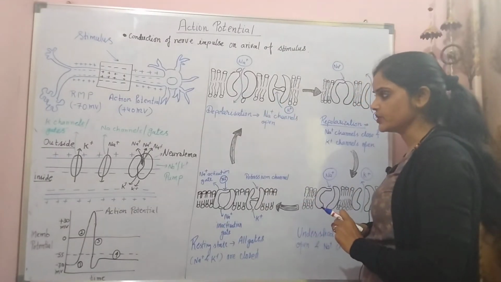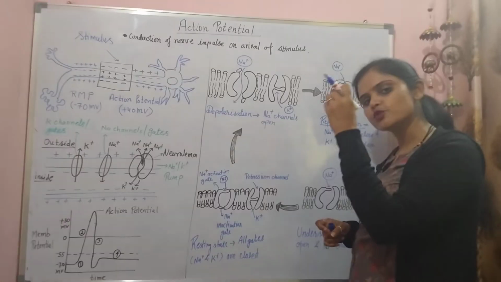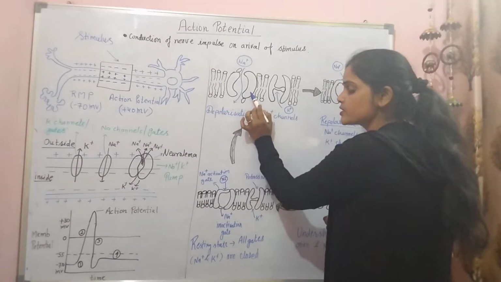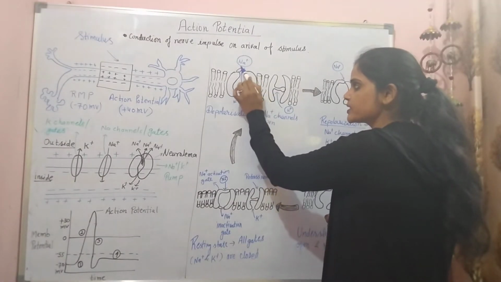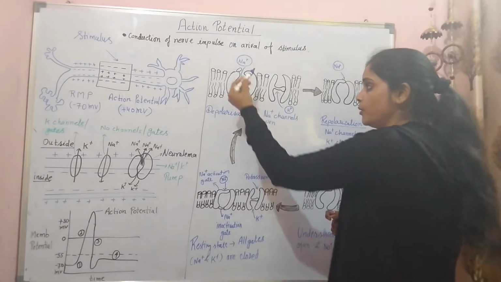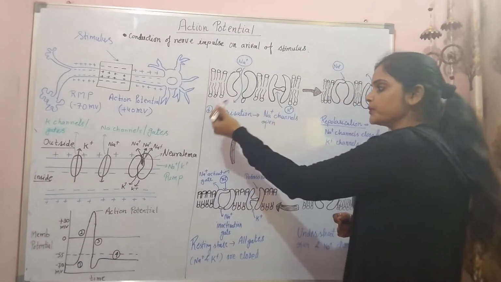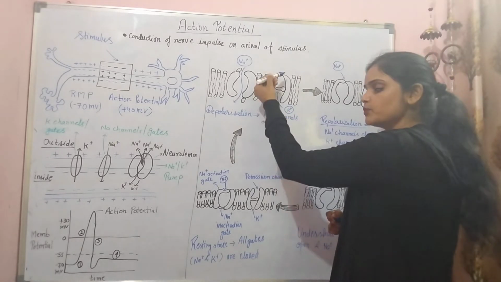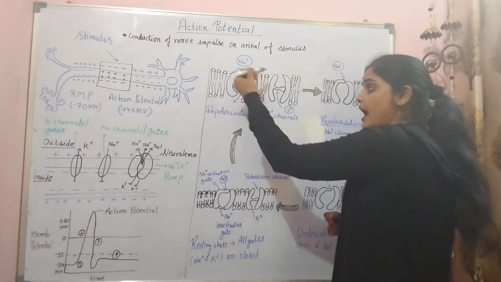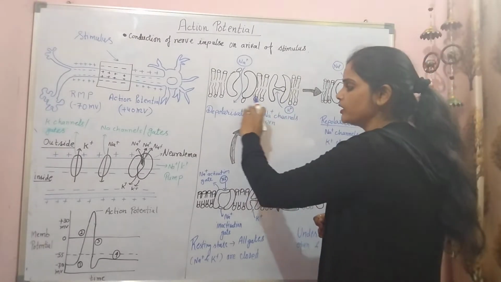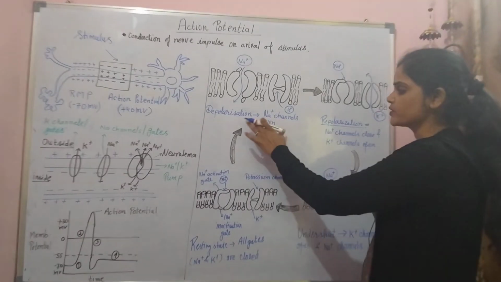In this, as any stimulus strikes the cell, the sodium channels open up, so most of the sodium present outside enters the cell. As it enters the cell, more positive charge enters, so the membrane becomes positive from the inside. The potassium channels are closed, so no potassium is moving outside, only sodium is entering. As sodium enters, the negative charge is minimized and the membrane becomes positive from the inside. It is known as depolarization, in which sodium channels open.